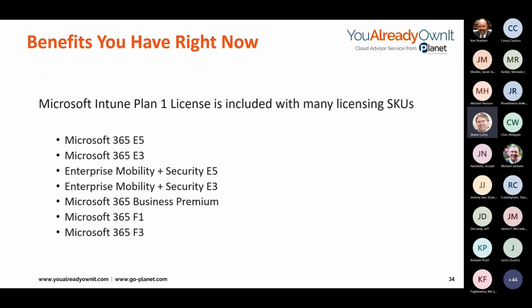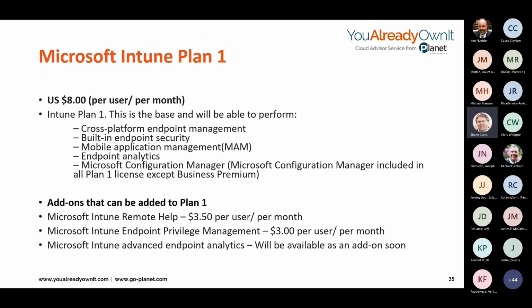Okay, next slide. This is the Intune Plan 1 license. These are the different SKUs it's included in. I think we talked a little about that. It is included in some of the frontline SKUs down at the bottom. Anybody with M365 or EMS is pretty much included with Plan 1. This is $8 per user per month for Intune Plan 1. At the bottom, you can see the summary of the add-ons that can be added to Plan 1 as of right now. Remote help, endpoint privilege management, and advanced endpoint analytics will be available as an add-on soon.